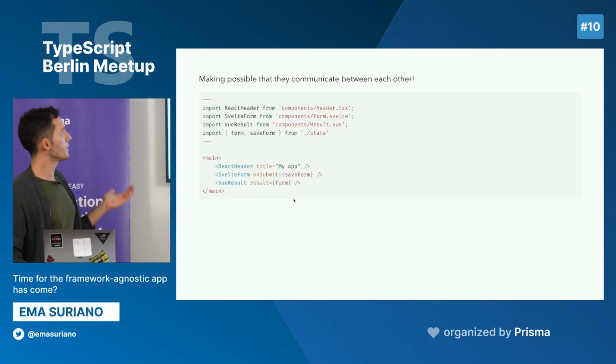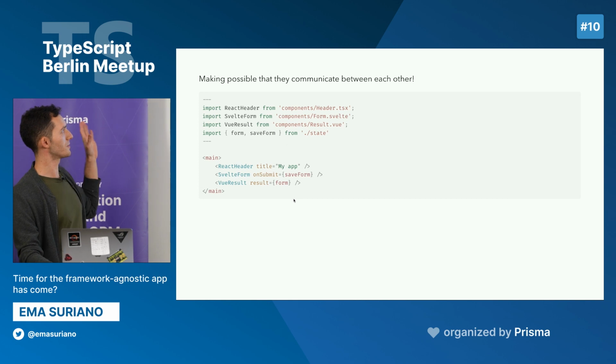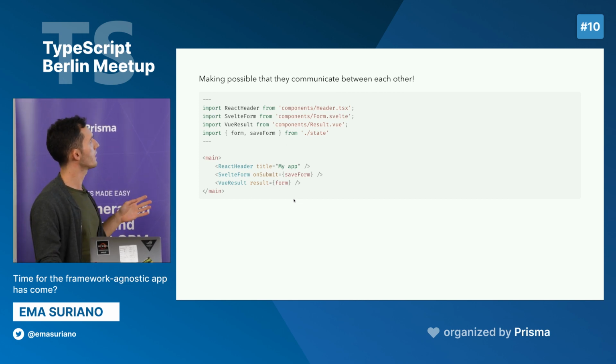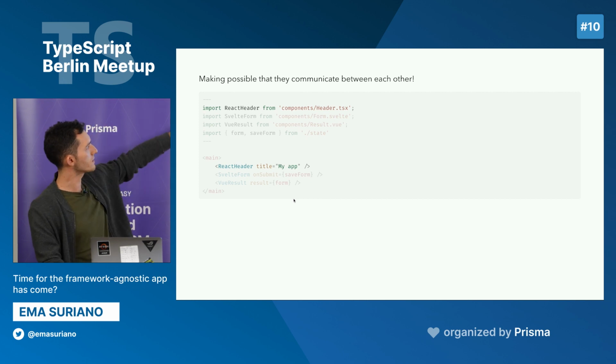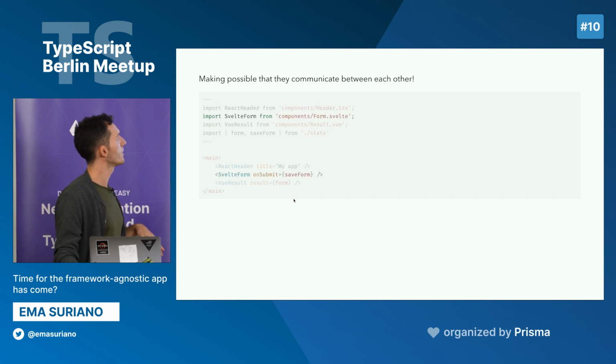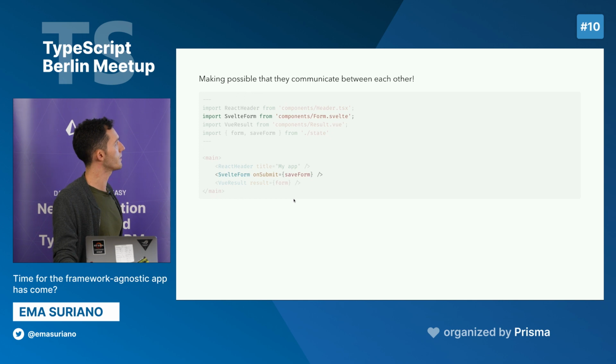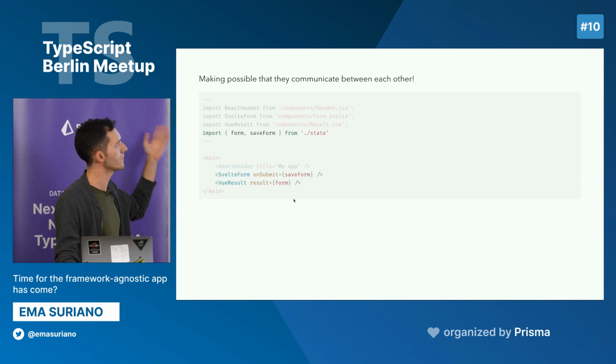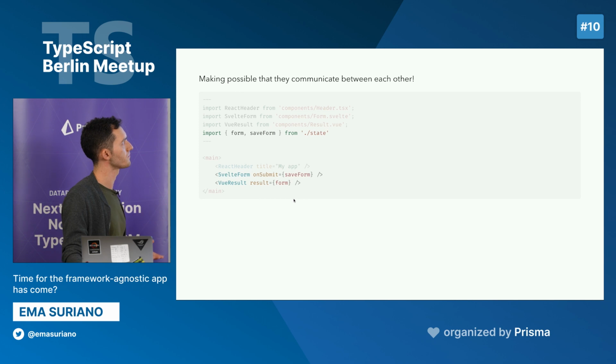So this should be, in my mind, possible, right? Let's say that we have a React header, where we pass the prop title, my app. Then we have our Svelte form, to which we pass some kind of callback, our result written in Vue, and then we share the state between these and another helper.